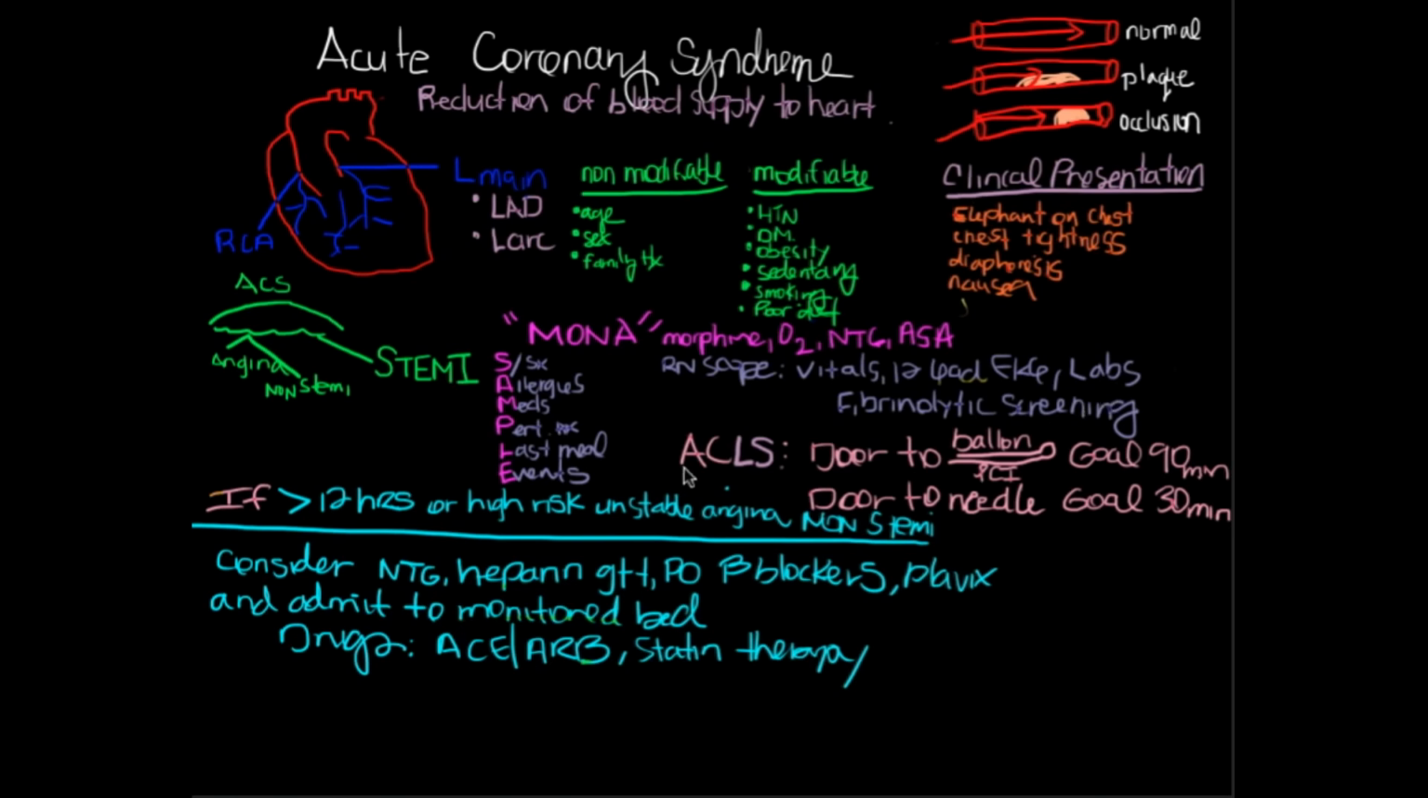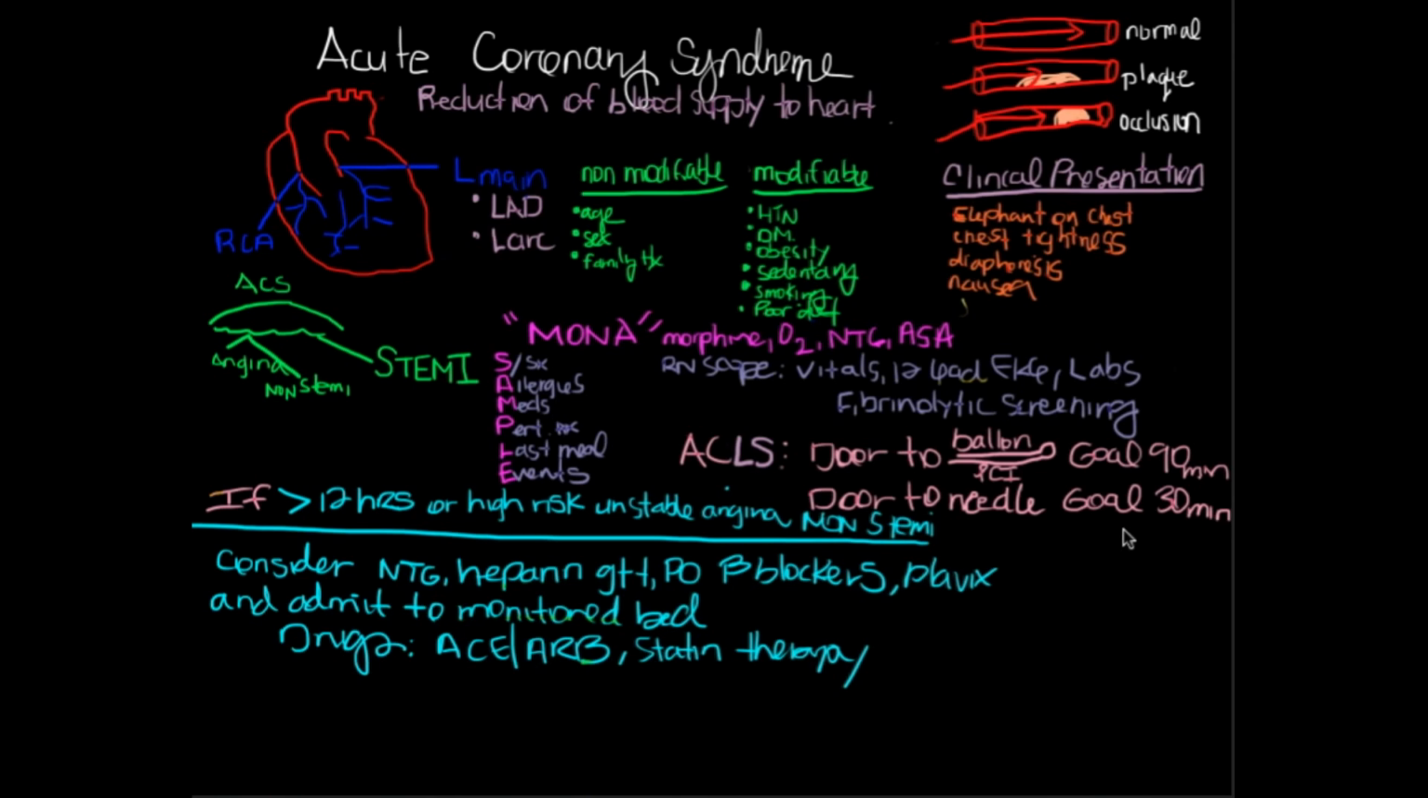For ACLS guidelines, time is tissue, you want to think. So the time that the patient comes into the door, you want to be able to know that if they are a candidate and they need to go to the cath lab, you have 90 minutes, meaning they refer to it as the door to the balloon for a percutaneous intervention would be 90 minutes. If they are a candidate for fibrinolytic therapy, door to the needle, the goal is typically 30 minutes.